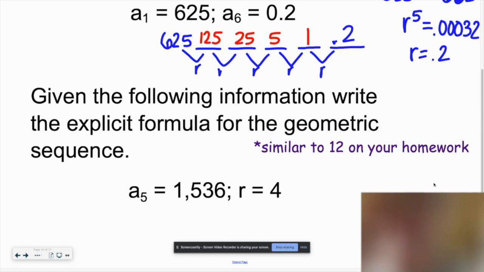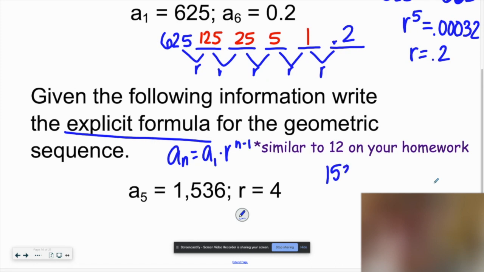Same for this one. What do we know? We know our fifth term. We know our common ratio. So what they want to know is the explicit formula. And of course, that's our a sub n equals a sub 1 times r to the n minus 1. What I'm missing, I know my fifth term, I don't know my first term. I do know my common ratio, and I do know that this 5 down here is my n, so 5 minus 1.